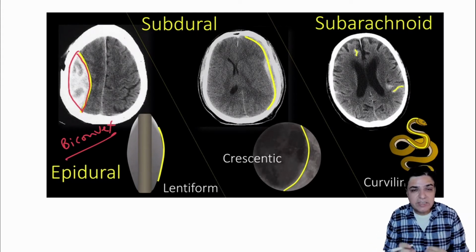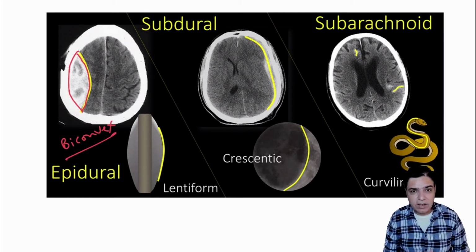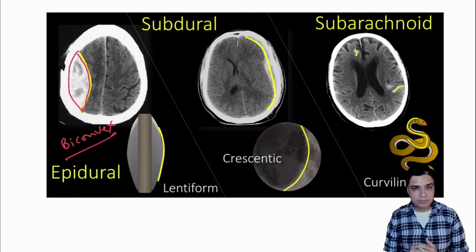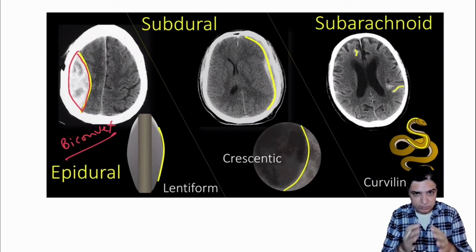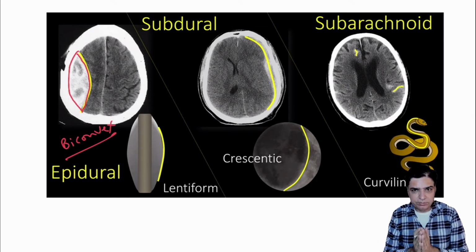So a crescentic shape, whitish shadow, and usually it would be on one hemisphere, like left or right. That simply means that that is a subdural bleed. So remember, the shape of this whitish shadow can tell you about the anatomical position of where the bleed is. So biconvex, extradural; crescentic, subdural.